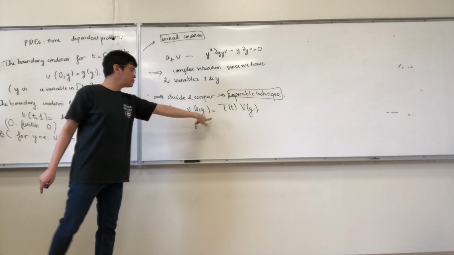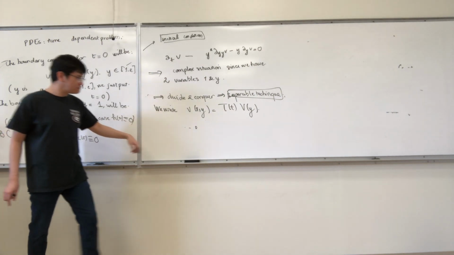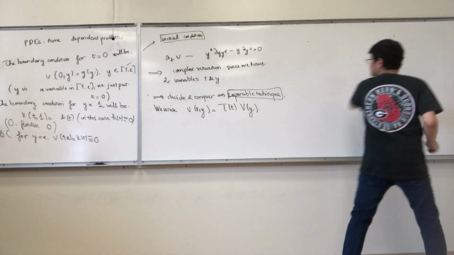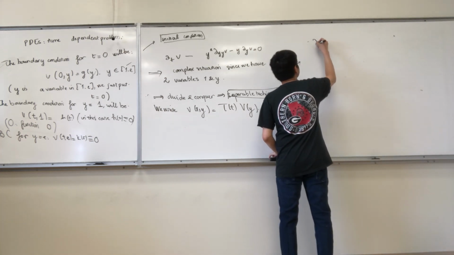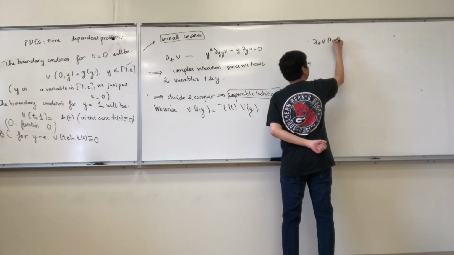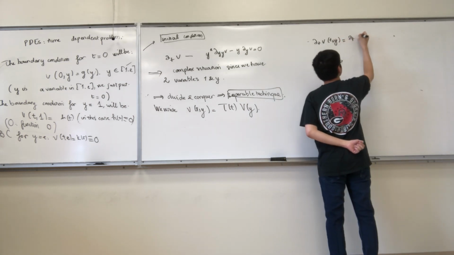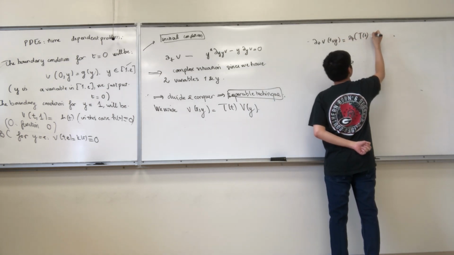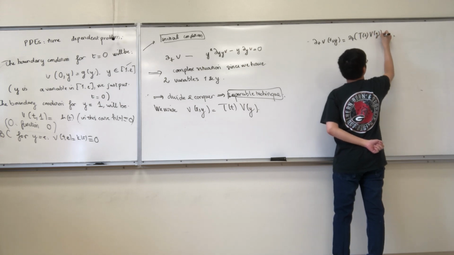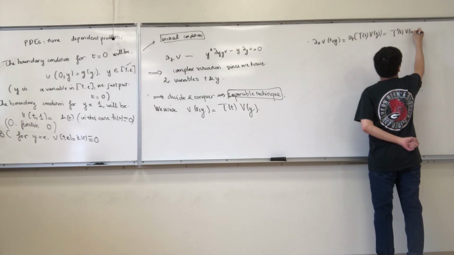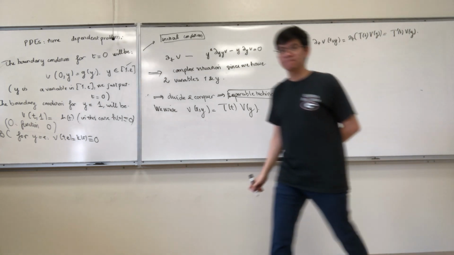So what happens when you do this? When you do this, the following thing happens. You're going to have the derivative in t of v of t, y, which will be the derivative in t of T of t times V of y, and this is going to be T prime of t times V of y.